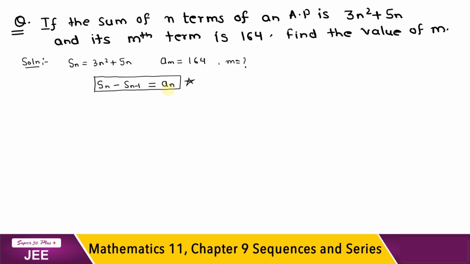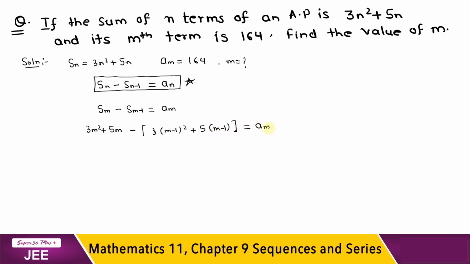Alright students, so we can write from here that Sm minus Sm minus 1 will be equal to what? This is equal to Am. So Sm has been given to be equal to 3m square plus 5m. I have just replaced n with m. Minus Sm minus 1 can be obtained by replacing n with m minus 1. So this becomes 3 into (m minus 1) whole square plus 5 into (m minus 1), and this is equal to am.